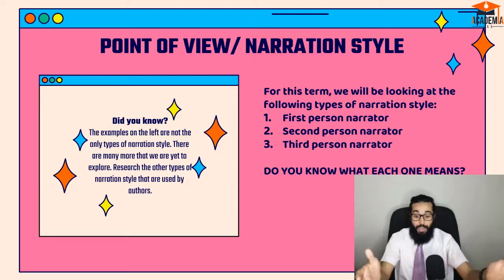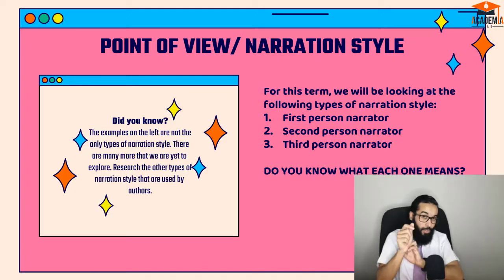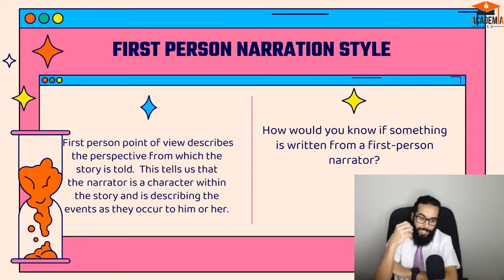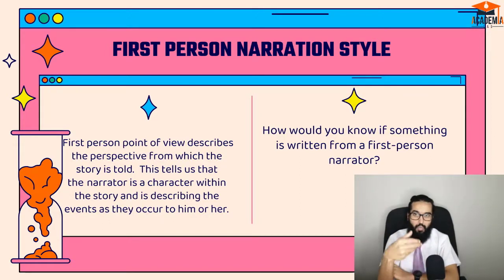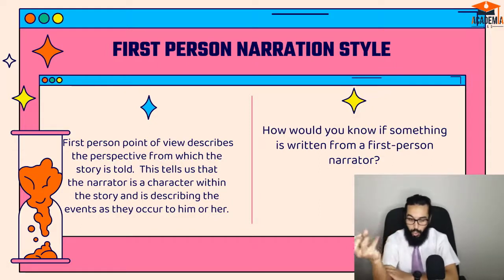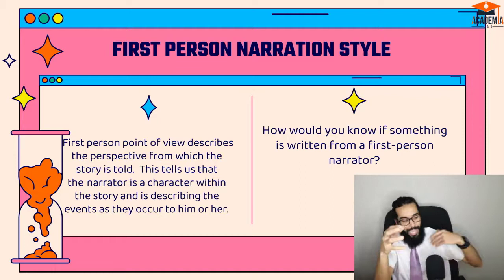Do you know what each of these mean? We don't know if you do, but I'm going to explain each and every one of them anyway. The first person narration style is when the character is describing what happens in the story from his point of view. A first person point of view describes the perspective from which the story is told. This tells us that the narrator is a character within the story and is describing the events as they happen to him or her.